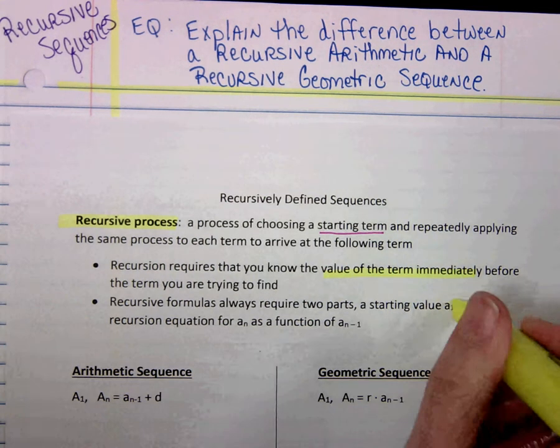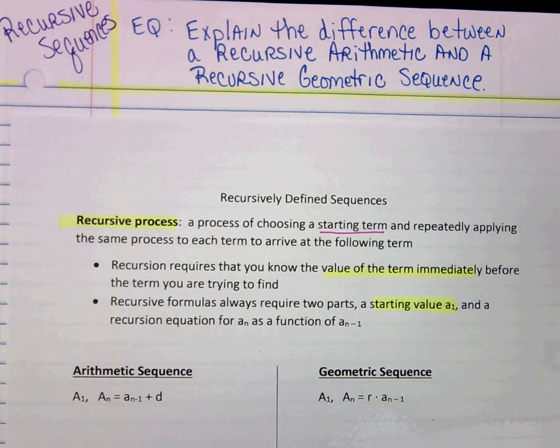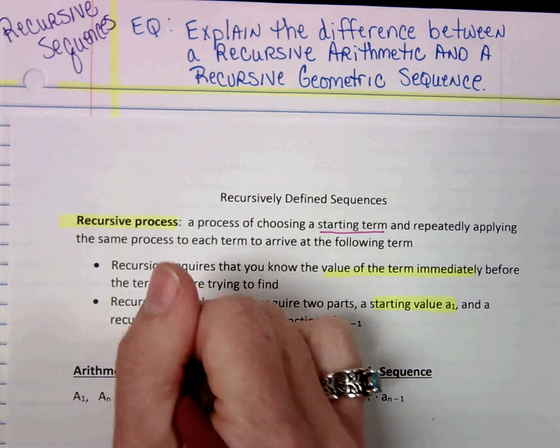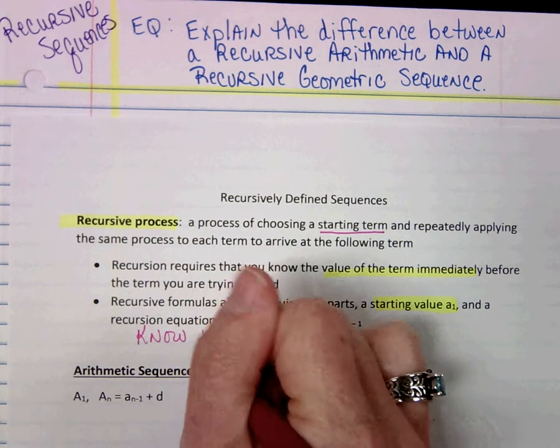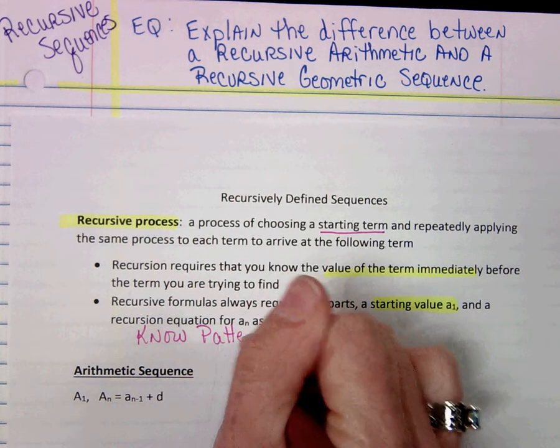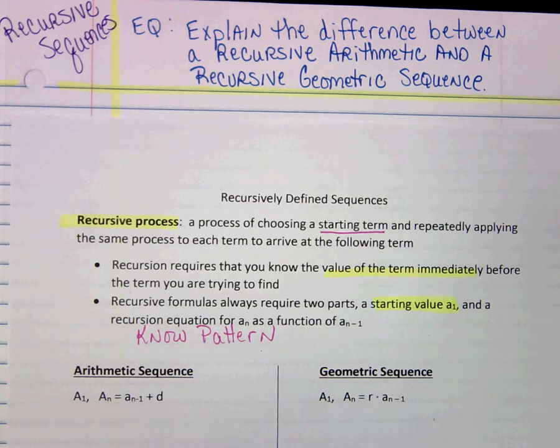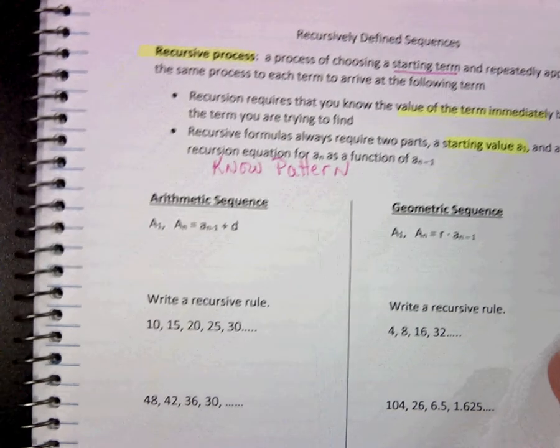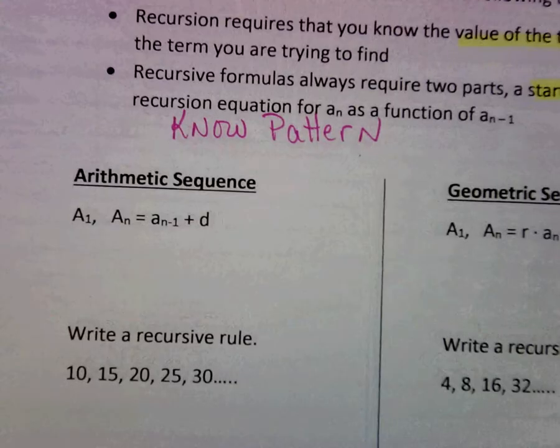We always have to have our starting value, our a sub 1, and then we need to know what the pattern is. So we need to know the pattern in our sequence. So we're going to look at an arithmetic sequence versus a geometric sequence, and I'm going to start with arithmetic.